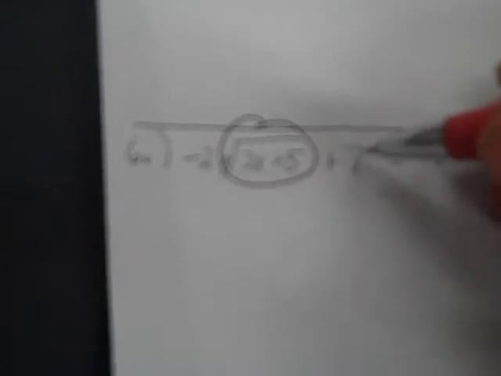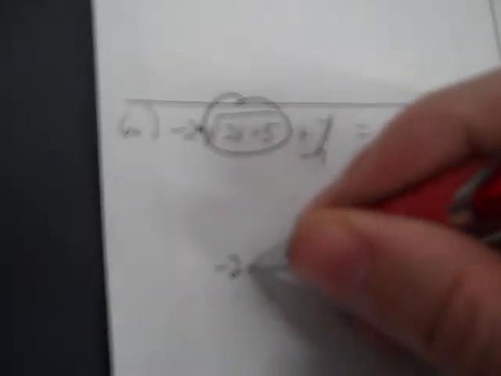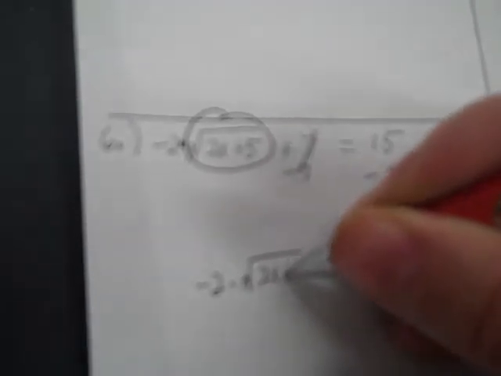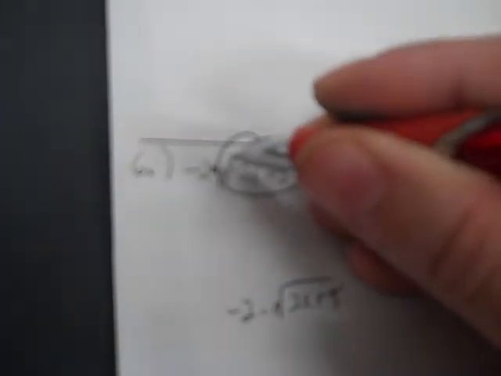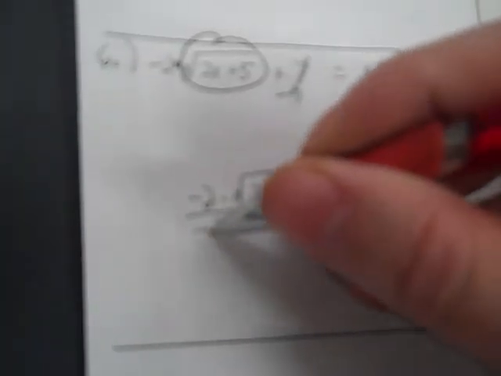Next one, circle your root. This time I got stuff outside that needs to go. I have a 7 being added, and then I have a multiplier of -2. So at first I minus 7. That's 8. So I have -2 times the square root of 2x plus 5. There's no number here, no little number. It's a square root. And now I divide by my multiplier. -4. Square root of 2x plus 5.